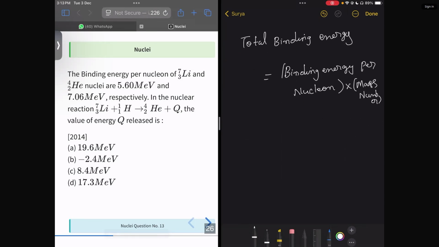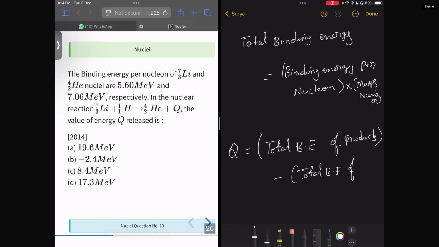So the energy released Q is the difference between the total binding energy of products minus reactants. Q is nothing but the total binding energy, I am representing B as the binding energy, of products minus total binding energy of reactants. So this is how you will find out the Q.